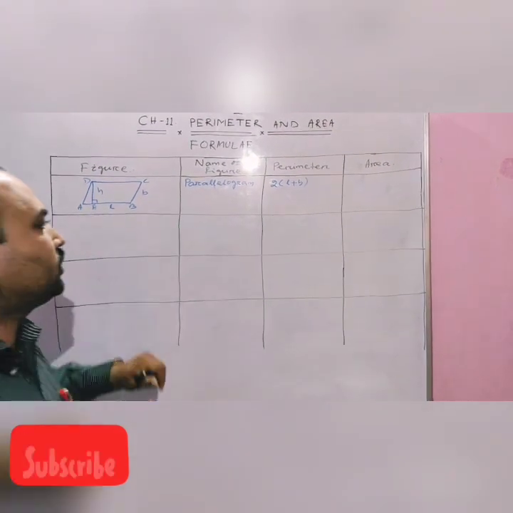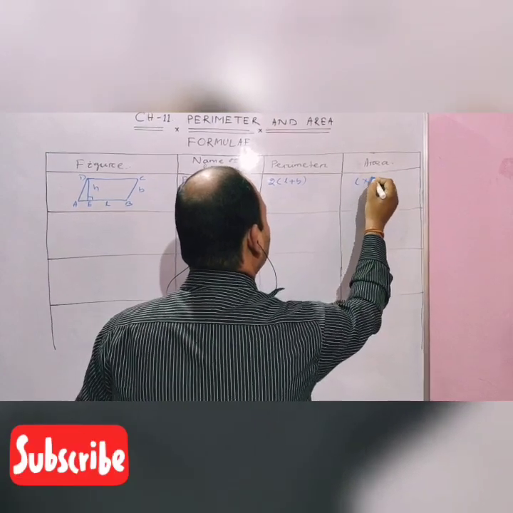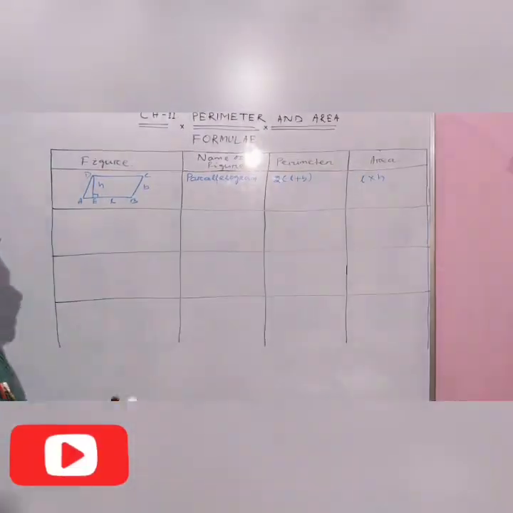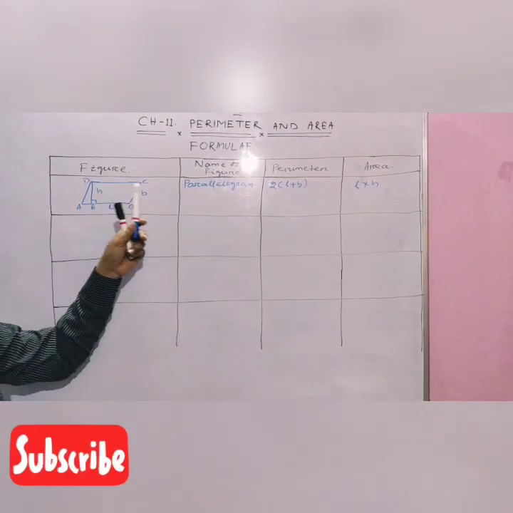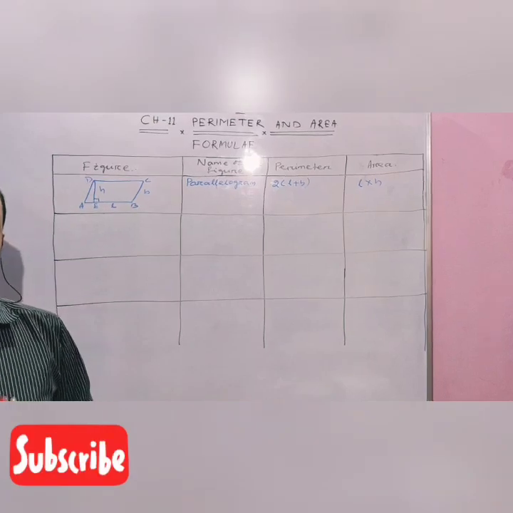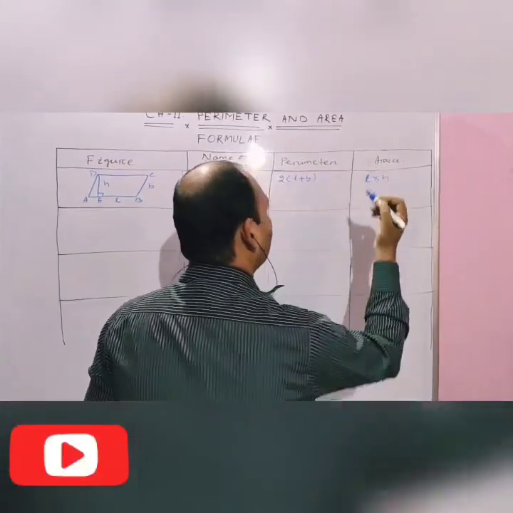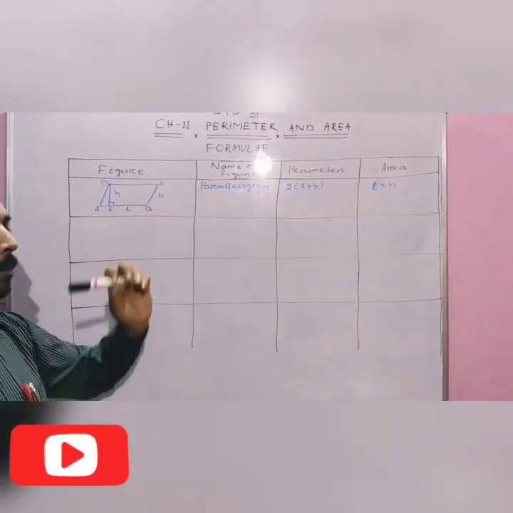Okay. So what is the area? Area is L into H, length into height. When we multiply length with height, we get the formula of area. It is length into height. It is the area of the parallelogram.